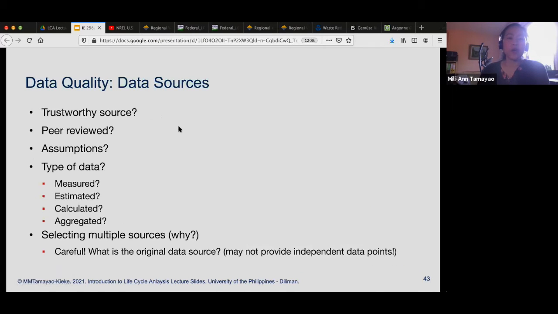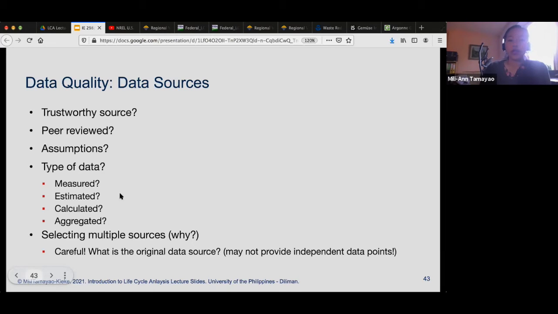Now on data sources, again related to data quality, you have to ask whether the data source is trustworthy. Is it peer-reviewed? What are the assumptions? What type of data were used in the source? Were they measured? Were they estimated? Were they calculated? Were they aggregated? What can you say about the methods used in each of these? And if you are selecting multiple sources, why are you doing that? Is it because not one source is available for all the different parameters that you're looking at in your study?